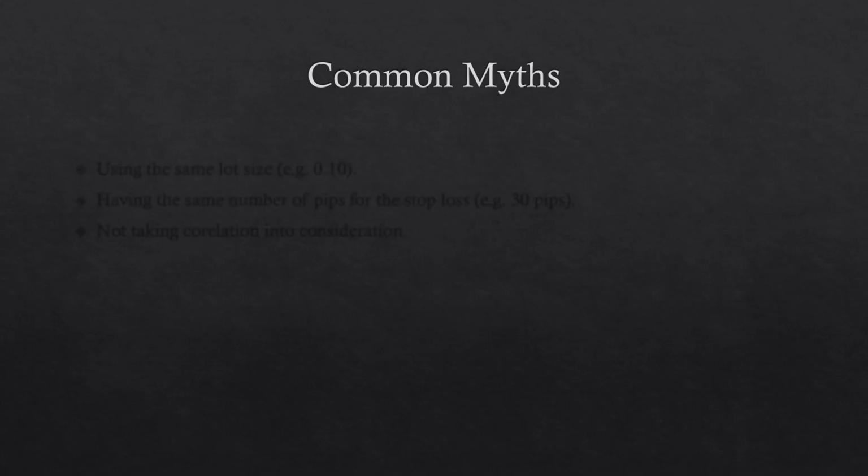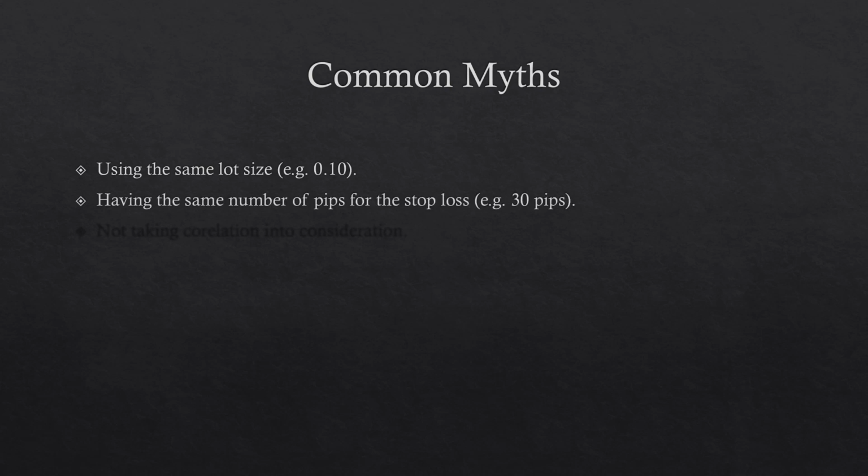So I've heard a lot of people misunderstand this concept of risk management. Most people think using the same lot size is risk management, and then others will say you should have the same size of a stop loss. For example, you should use 30 pips for every time you trade. And also I've seen people who don't consider correlation of pairs when trading, and I'm gonna explain why these are not proper risk management strategies.